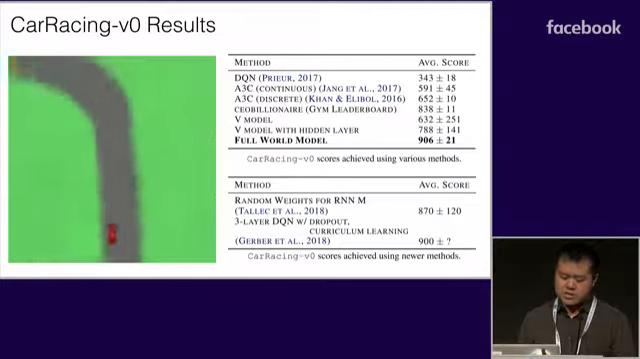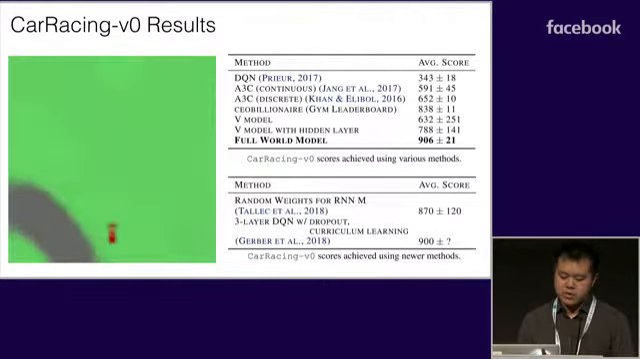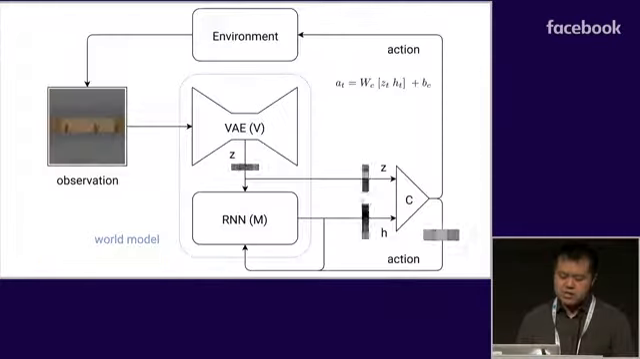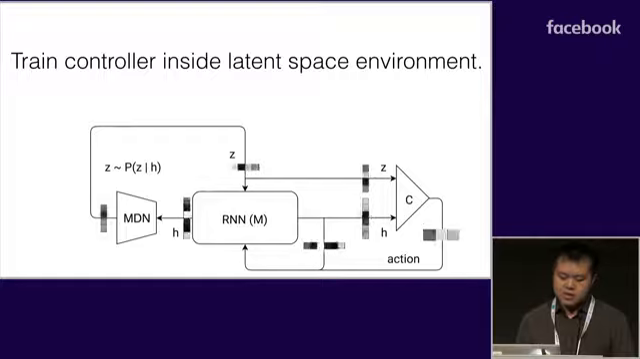But the difference here is that in our case, we use a generative model, and our model can predict future frames. So in theory, we can try to replace the environment with an environment generated by M, and we can try to train our controller not using the actual environment, but entirely inside of an environment generated in latent space, so training inside the latent space environments.